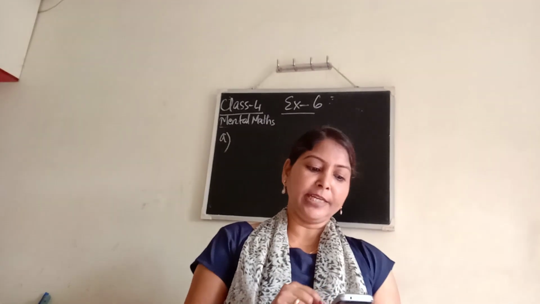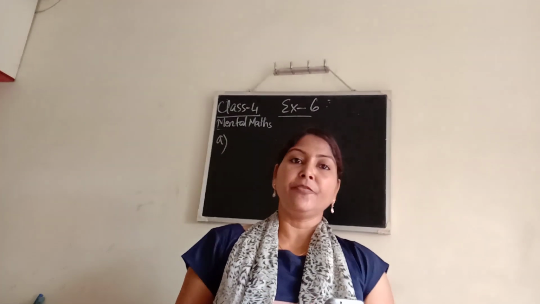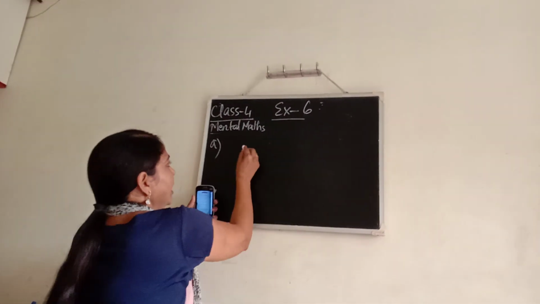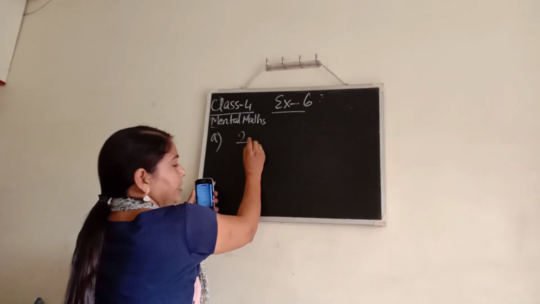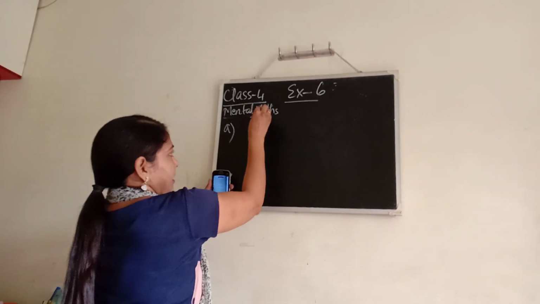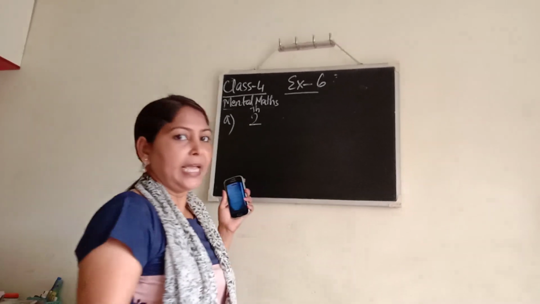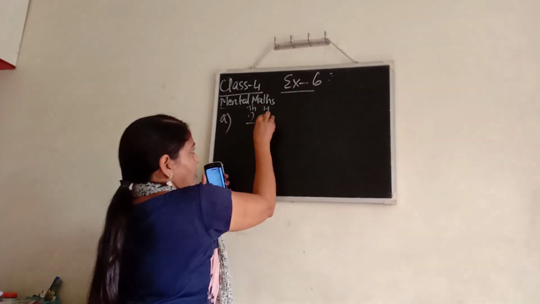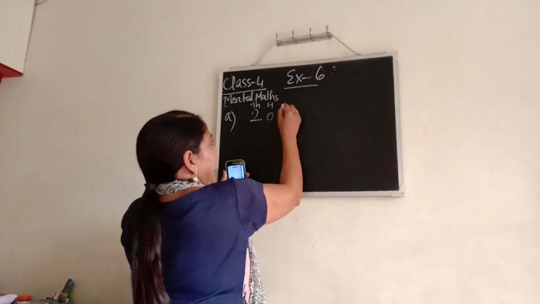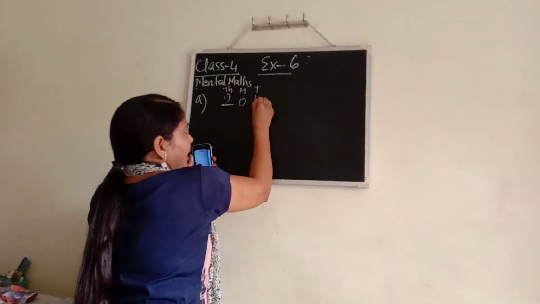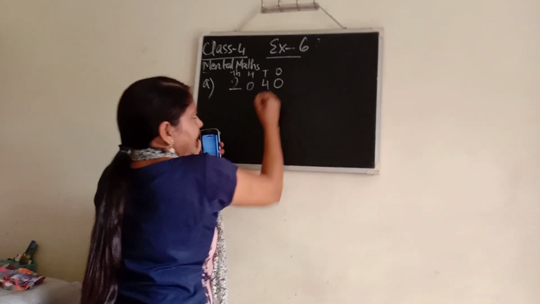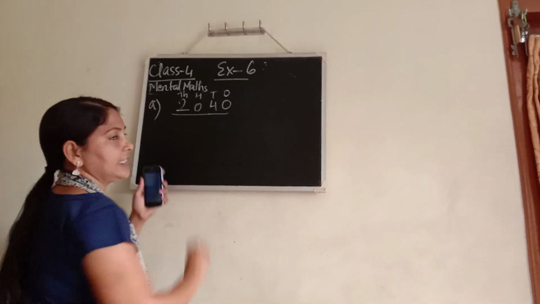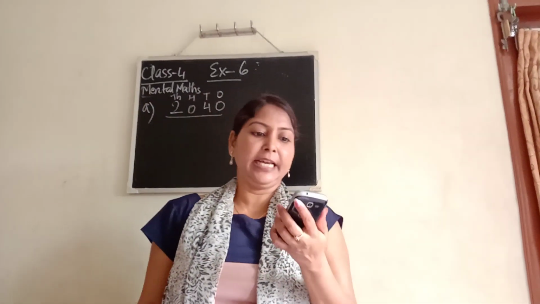First question is, write 2040 in figures. 2040. Now see, 2000. Now this is in thousands place. In 100 place nothing is there, so I will write 0. And in 10's place 4, and in 1's place nothing is there. So this is your first answer. Okay, 2040 we write like this.